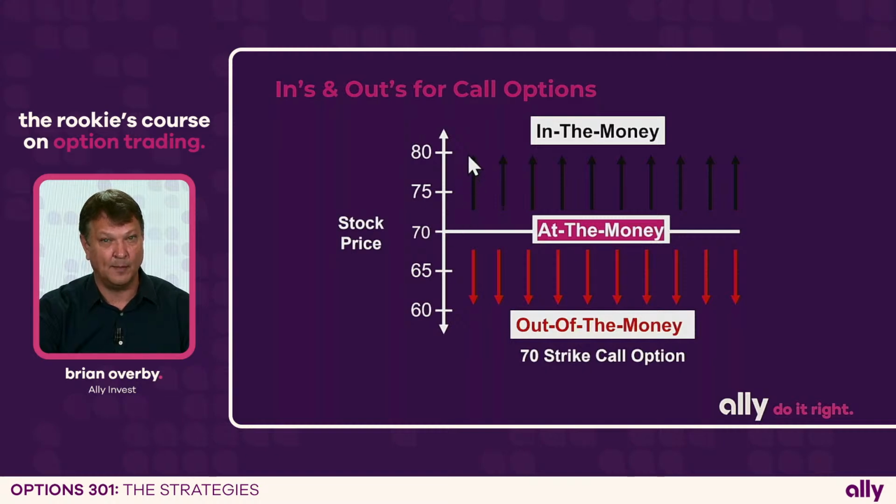So if the stock went up from this point in time, say we started by buying the 70 strike call, that call would eventually become in the money. That means we can exercise our right, buy the stock via the option at 70, and sell it up here at 80. So it's got real value, intrinsic value, as we defined yesterday.